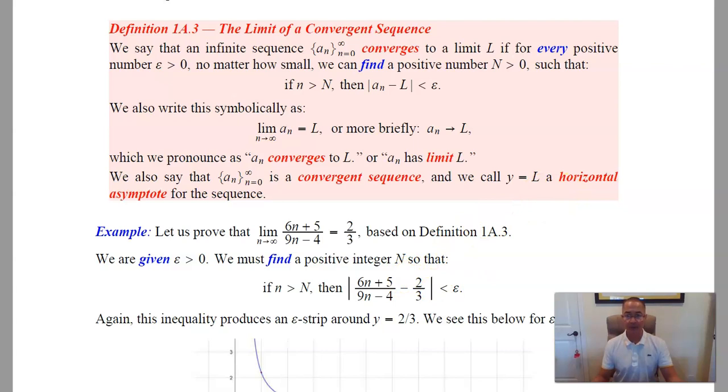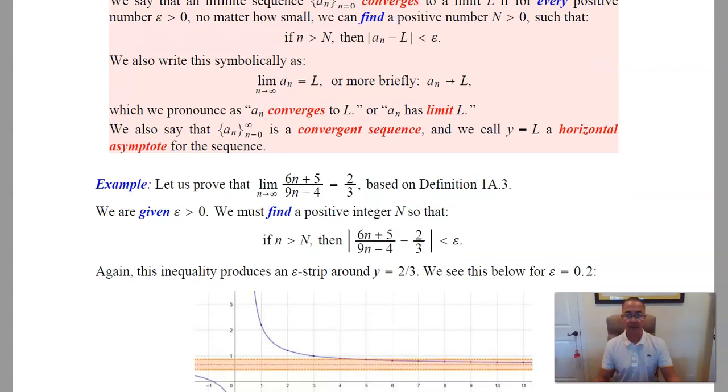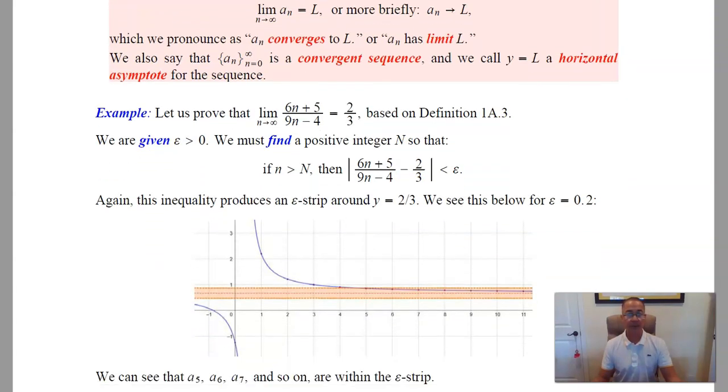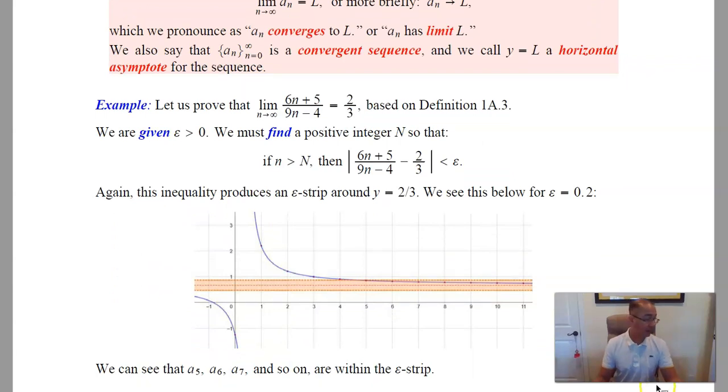So while we're here, we might as well look at the example in our textbook, where we have, instead of our minus 9n plus 5 and so on, 6n plus 5 over 9n minus 4. So using the same idea, the limit is 6 over 9, or 2/3. So we want an n so that a sub n minus the limit is less than epsilon for any possible value of epsilon.